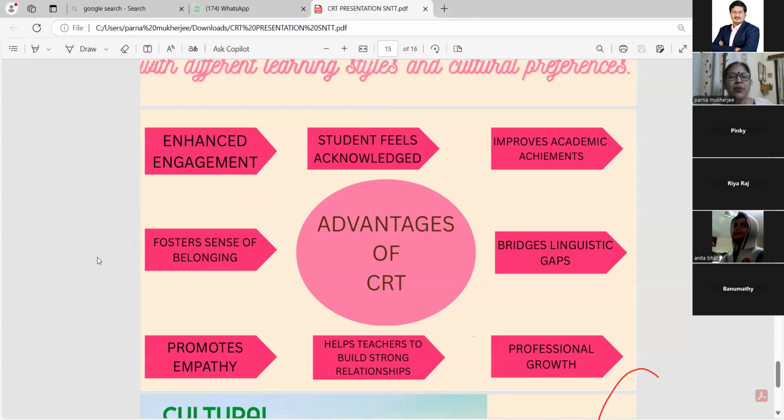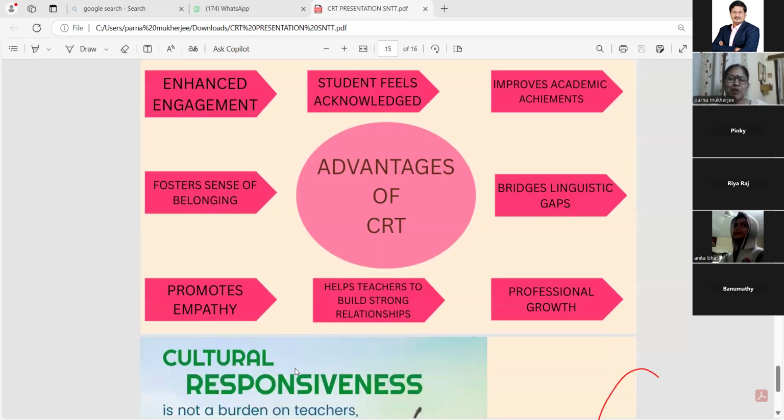So, what are the advantages of culturally responsive teaching? Let's again revise it, and then I will wind up with my class. So I said, if we teachers are culturally responsive, we will have better engagement, we will acknowledge the students' needs, we will improve academic achievement, we will foster belongingness, harmony, bridge the linguistic gaps, promote empathy, we will build relationships, and that means we have had professional growth.